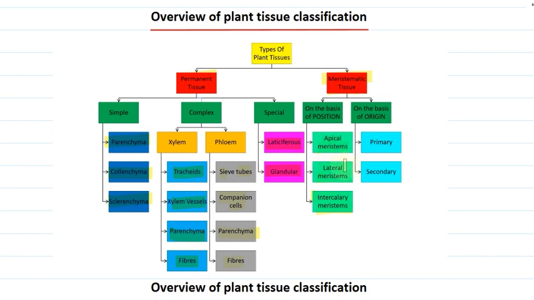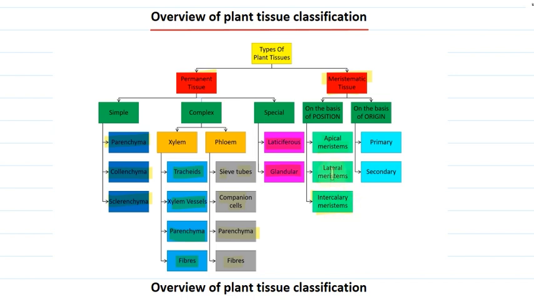Then what are intercalary meristems? Intercalary meristems are present between the mature tissues. In grasses, they help in regeneration of parts that are eaten by the grazing herbivores.